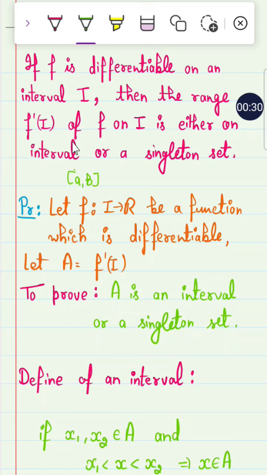Okay, this is not about the existence of the derivative of the function on the interval, right? Now we have to prove that f dash of I, the derivative of the function on the interval, is always an interval, or a singleton set. But firstly we have to prove that it is an interval, right?